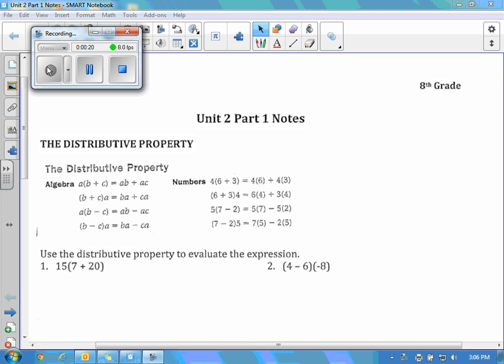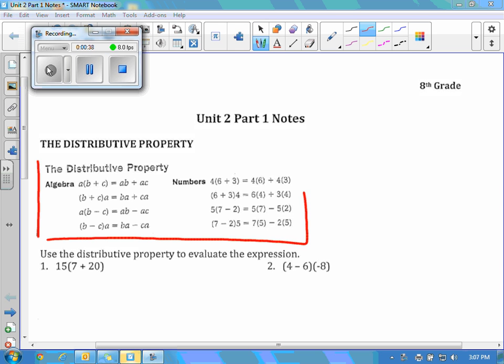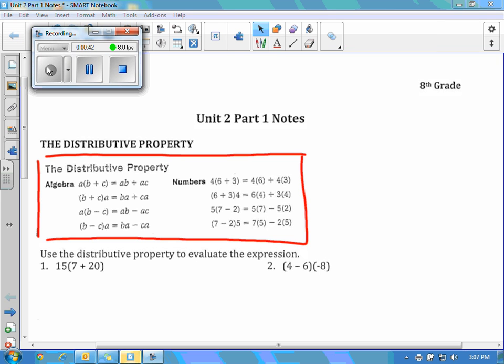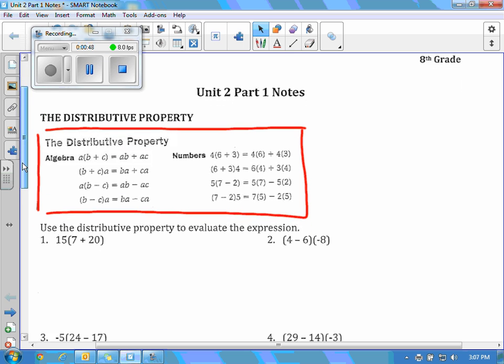So for Unit 2, Part 1, we were talking about the distributive property. There are a lot of properties in that. The distributive property is one of the most important, especially as we get more into algebra. So at the beginning of the note page is this. I just cut it and pasted it out of your textbook. That might be confusing. I just wanted you to have it there. If you're still confused after I go through some examples, make sure you ask me in class.